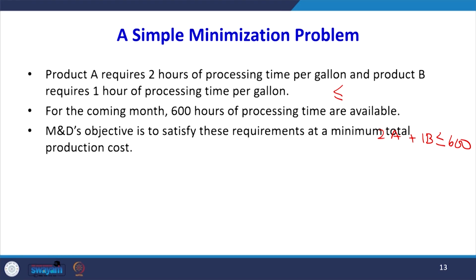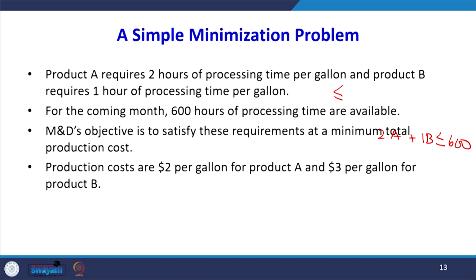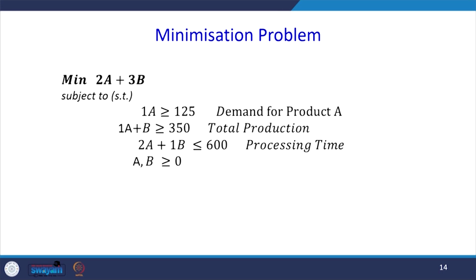M&D's objective is to satisfy these requirements at minimum production cost. Look at the problem here, we have to minimize cost. So, this is an example of a minimization problem. The production costs are $2 per gallon for product A and $3 per gallon for product B. So, this we can write in the form of a mathematical model.